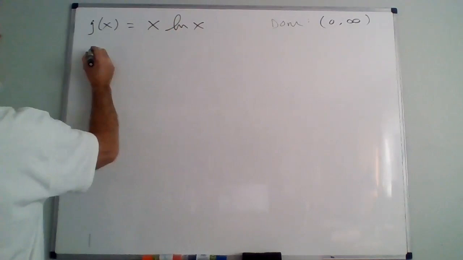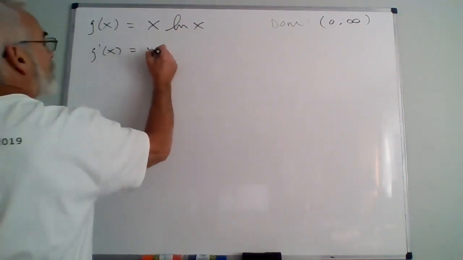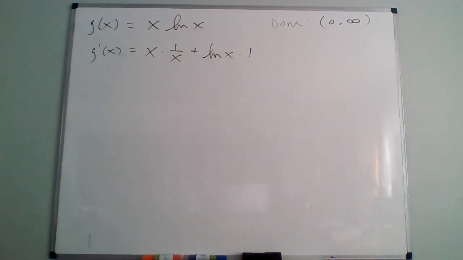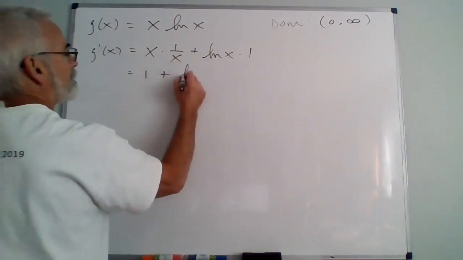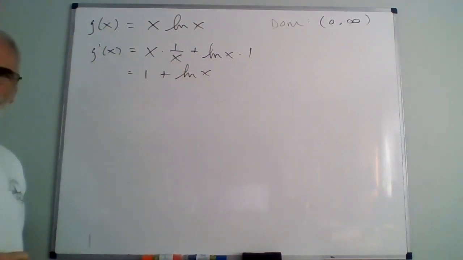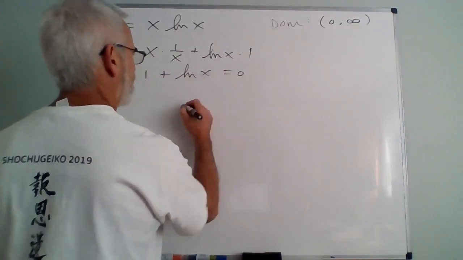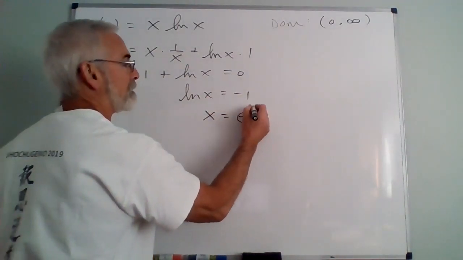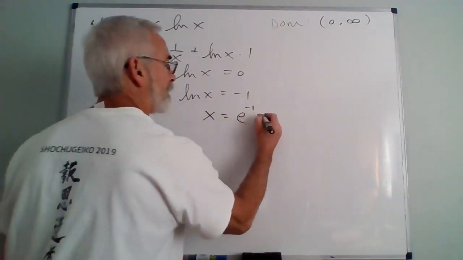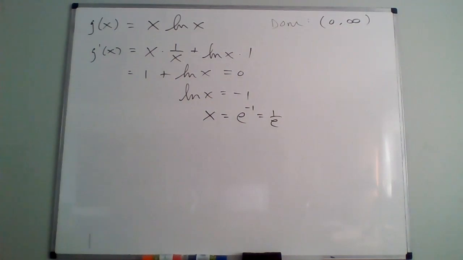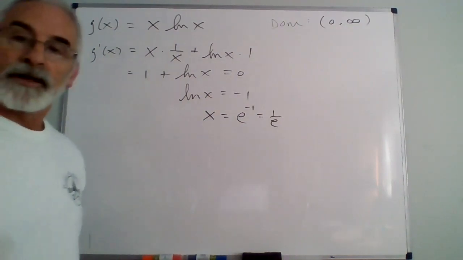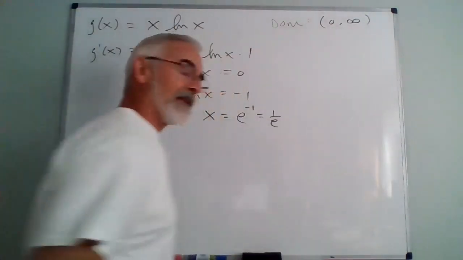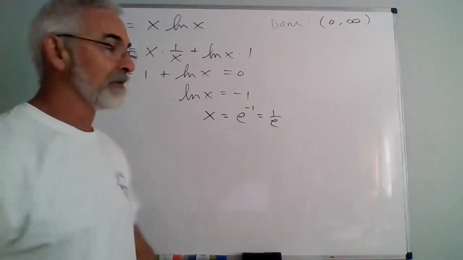All right, so let's analyze this guy. So g prime of x, that'd be first times the derivative of the second, plus the second times the derivative of the first. That was easy enough. That's going to be one plus log x. Now I'd like to set this equal to zero. Well, that would mean log x is negative 1, which would mean x is e to the negative 1, because that's log base e, or simply 1 over e. So I get a critical number. My critical number is 1 over e. e is close to 3, so 1 over e is close to a third. It's not very big, obviously, but it is definitely in the domain. That's important, because if I'd gotten a negative, that would be crazy.